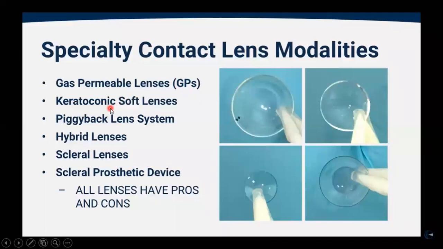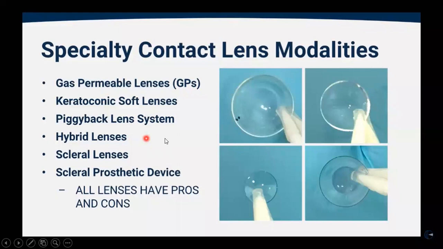Then there are special kinds of soft lenses that have come up for keratoconus, and one very famous company made those lenses, available under the name Kerasoft. Kerasoft is a soft lens specifically made for keratoconus patients. This is one example of the Kerasoft lenses. You can see the lenses are quite thick, even though they are soft.